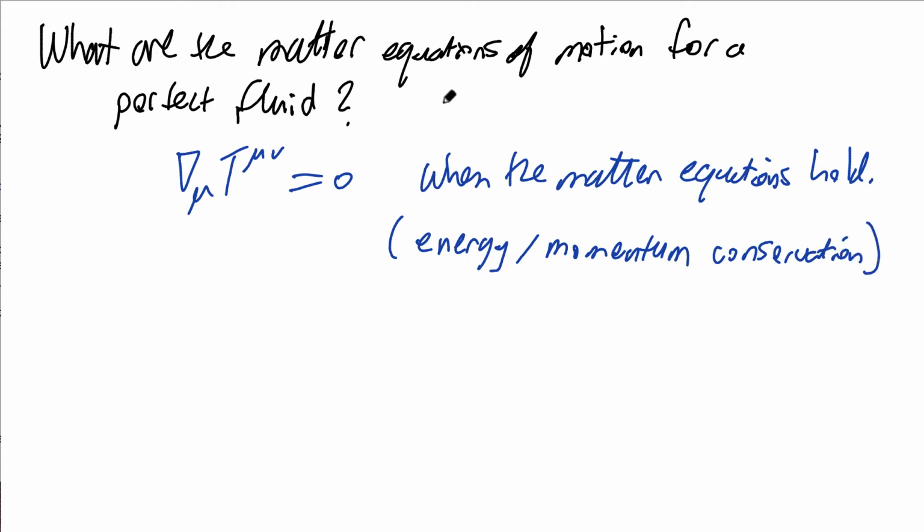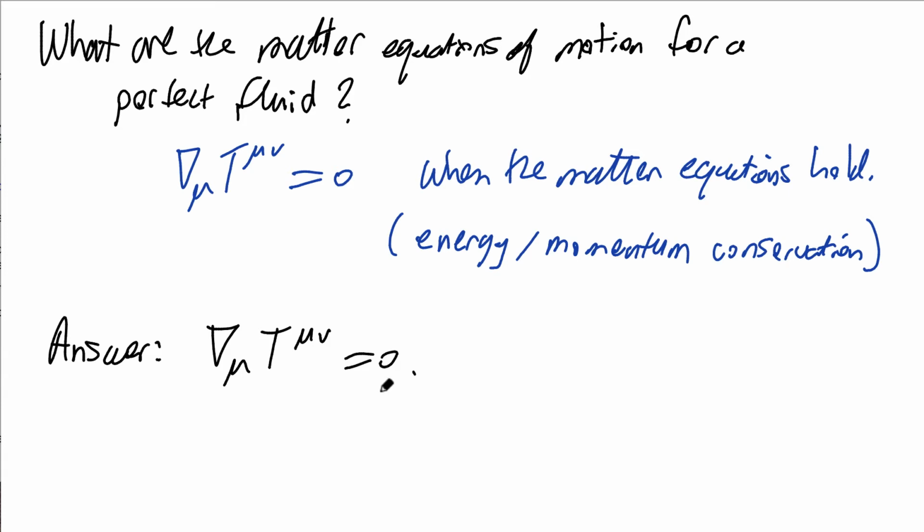The answer to this question for the matter equations for a perfect fluid, it turns out, is del mu T mu nu equals 0. So in this respect, a perfect fluid is unusual in that the matter equations of motion coincide with the statement of local energy momentum conservation. And this isn't true for other matter fields. Again, electromagnetism is a perfect example where the matter equations of motion are Maxwell's equations, and they imply del mu T mu nu equals 0, but they are not identical to del mu T mu nu equals 0. But in the case of the perfect fluid, the full content of the equations of motion is nothing more than just the statement of local energy momentum conservation.